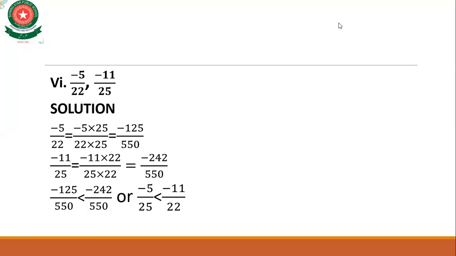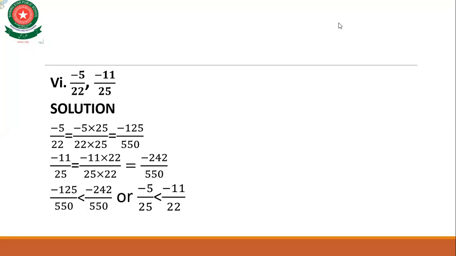Now minus 11 by 25. We have to multiply 25 with 22 to get 550. So we will multiply 22 in numerator and denominator, and the equation will be minus 11 multiplied by 22 over 25 multiplied by 22. The answer will be minus 242 over 550.